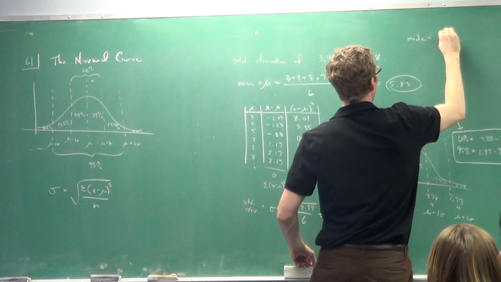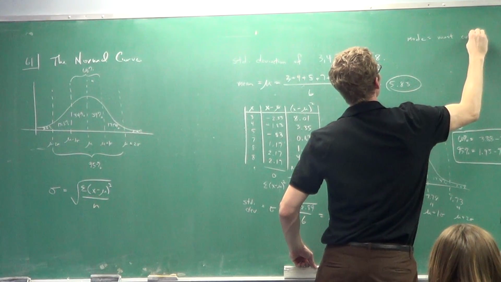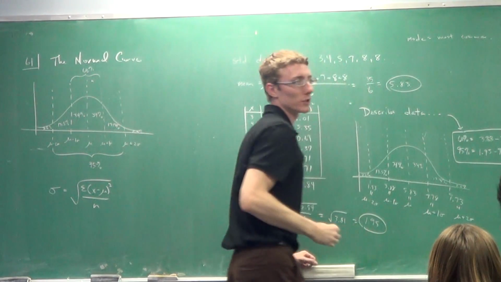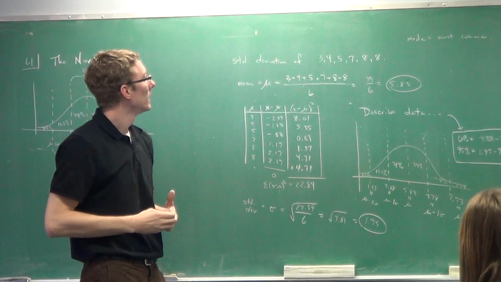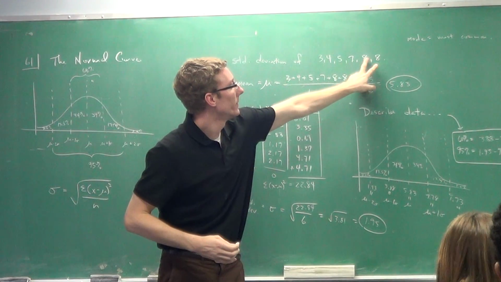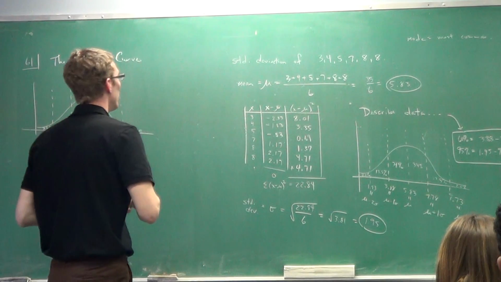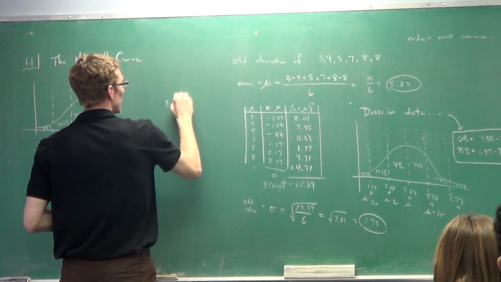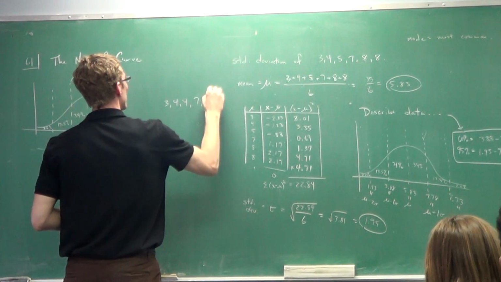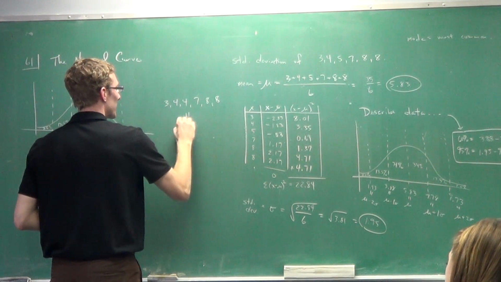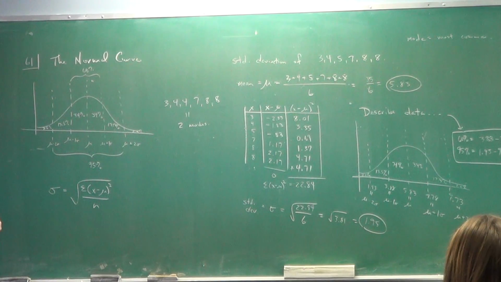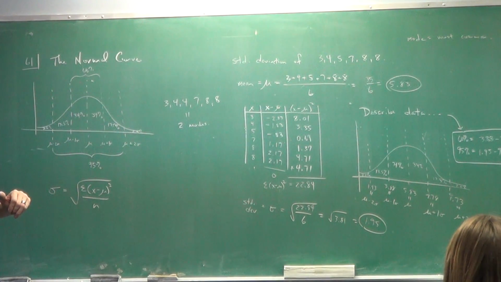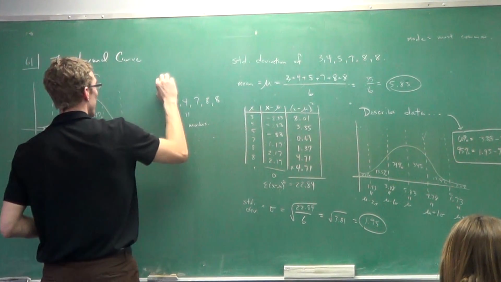Mode refers to the most common number. So if they ever ask you for the mode, look at the numbers and look at which one appears most often. In the case above, the mode is 8. If you had a set of data like this, this has 2 modes. That's got a mode of 4 and a mode of 8, because the most common numbers are 4 and 8.